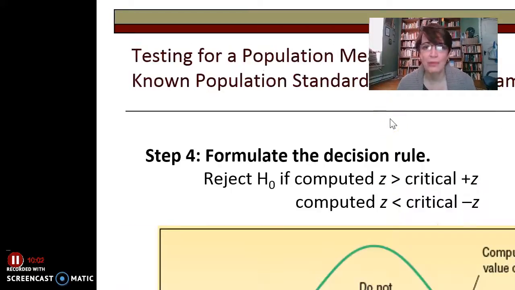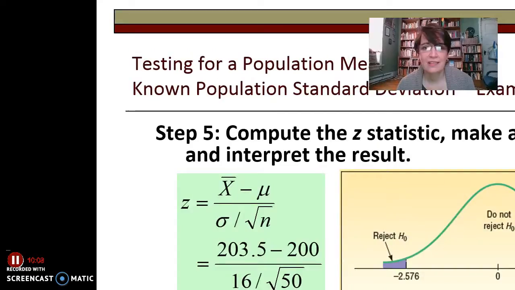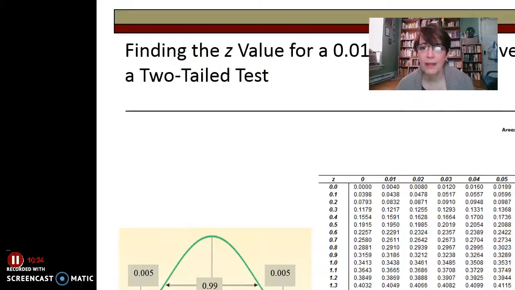2.58. Let's just go back. 2.576. When I do the math, I get 1.55. Okay, and that was right here. It is not over here in this region. This number I got from my z-chart, doing my level of significance. I'm going to go back.